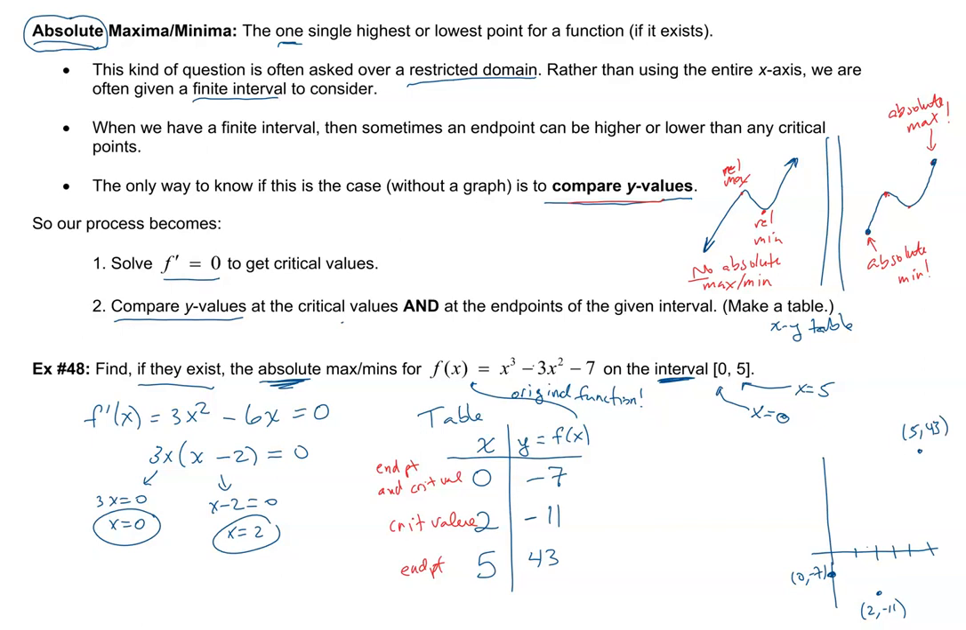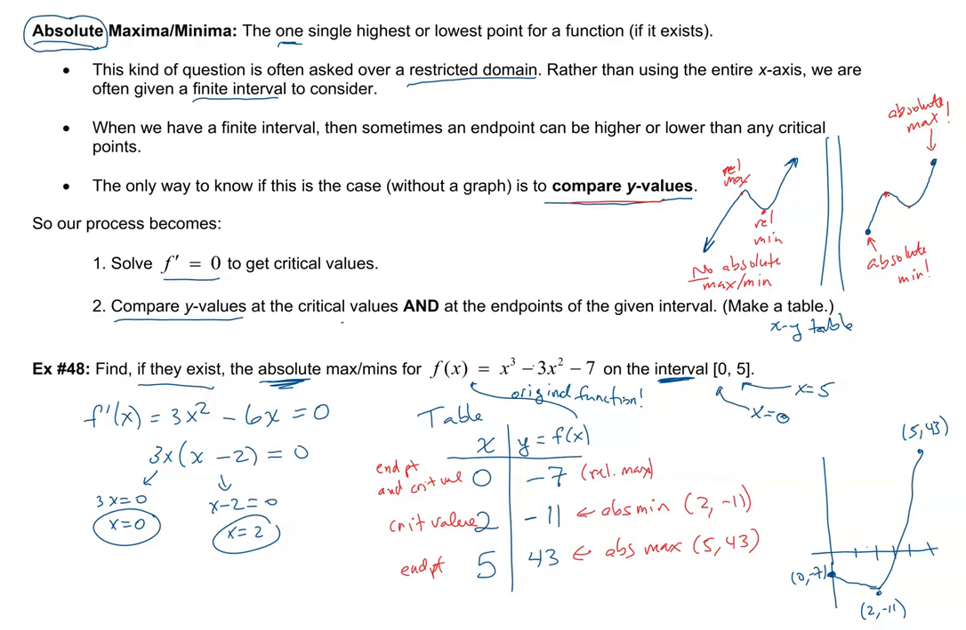So if we were to connect these dots, I can see that 2, -11, ends up being my absolute min. And then 5, 43 ends up being the absolute max. And then 0, -7, we're not asked about it, but that would just be a relative max. Not so important for us in this particular problem. So hopefully that kind of makes sense.